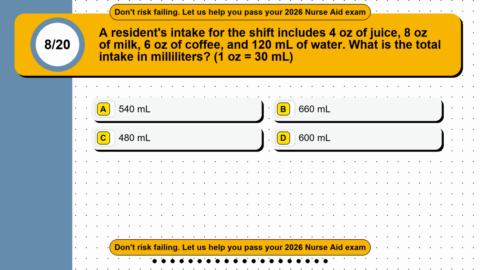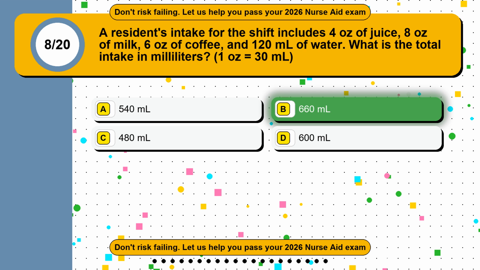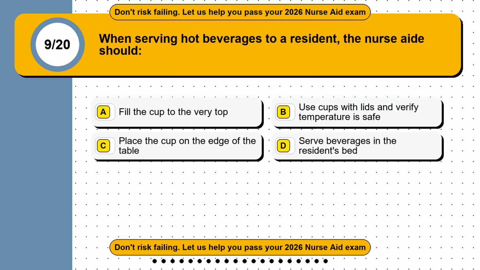Question 8. A resident's intake for the shift includes 4 ounces of juice, 8 ounces of milk, 6 ounces of coffee, and 120 ml of water. What is the total intake in milliliters? 1 ounce equals 30 ml. Option A. 540 ml. Option B. 660 ml. Option C. 480 ml. Option D. 600 ml. The correct answer is option B. 660 ml.